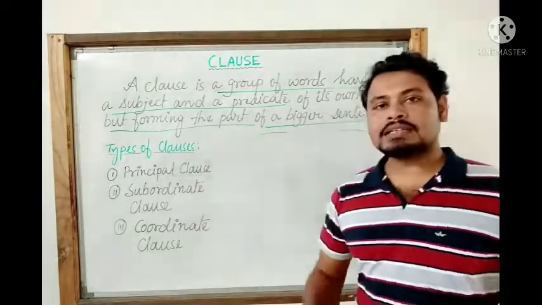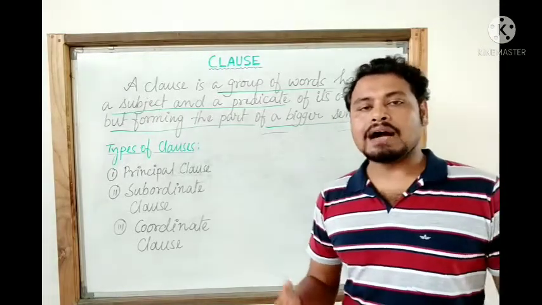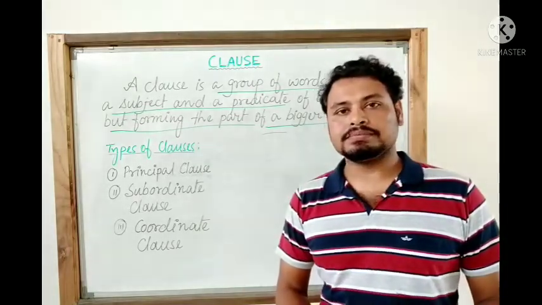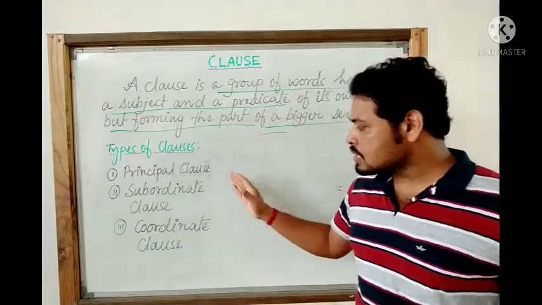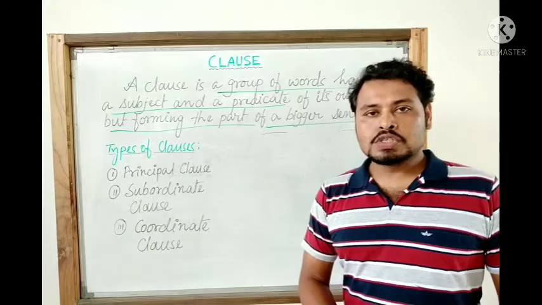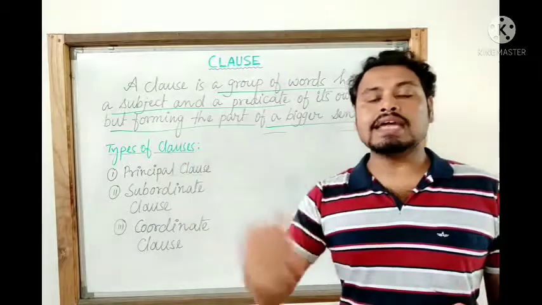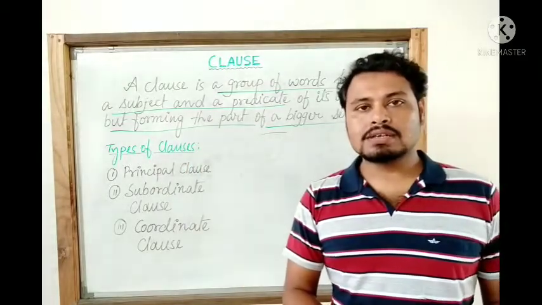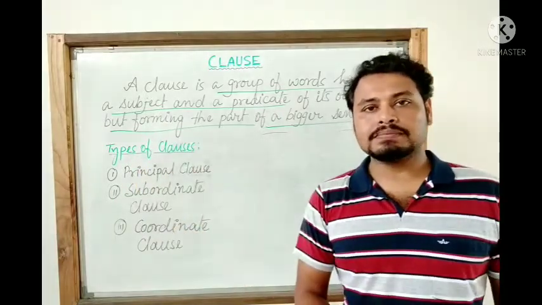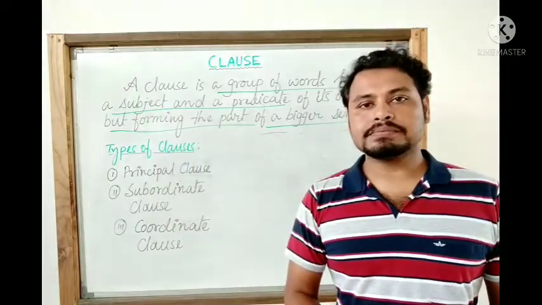Now let us have a look at the different types of clauses. We have three types of clauses initially: principal clause, subordinate clause, and coordinate clause. So why? Because when we say that a clause is the part of a sentence, that means one part may be different from the other part of the bigger sentence, and that's why there are types of clauses.